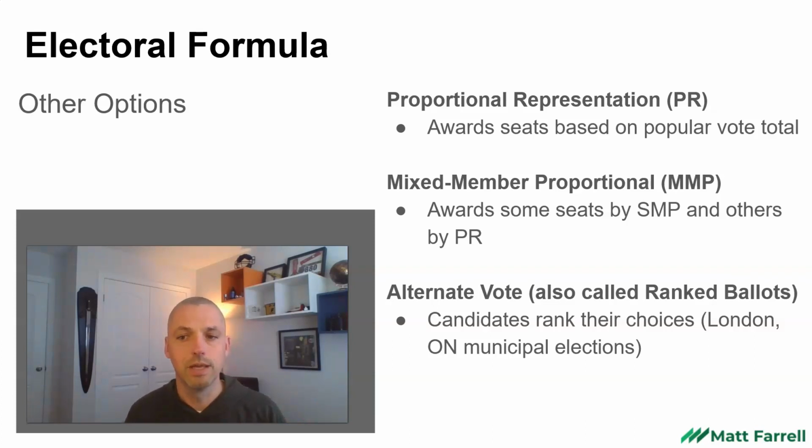Alternate vote, also called ranked ballots, where voters in each riding would rank their choices, and there would be sort of instant runoffs to ensure that the winner in each riding had a majority of support. We do this in London, Ontario, or at least London did this in the 2018 municipal elections. It's not clear how far into the future London will be allowed to do that.